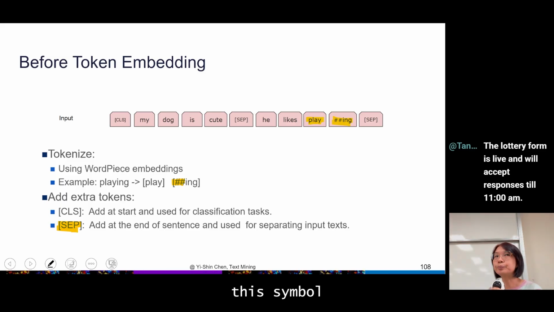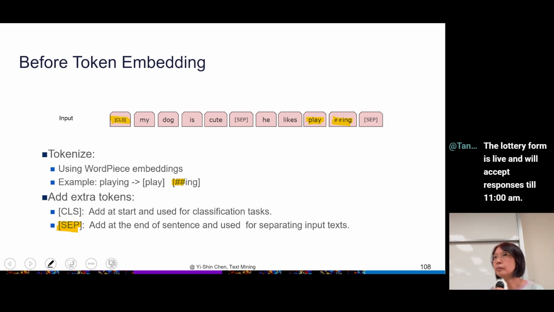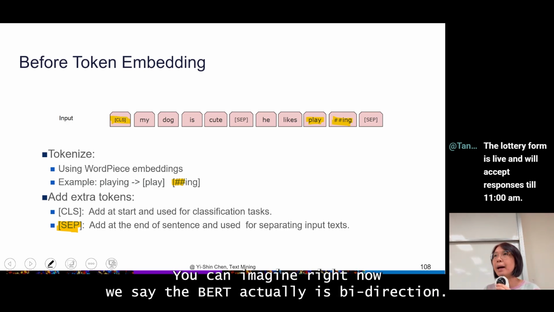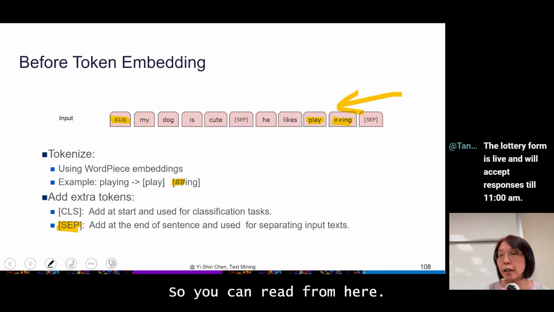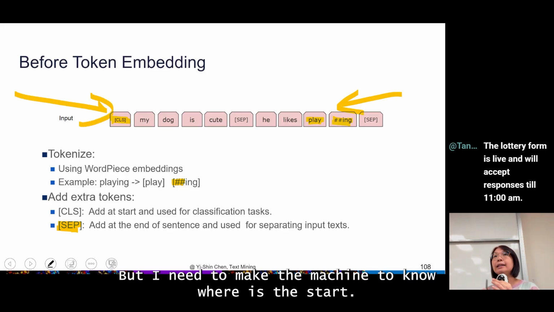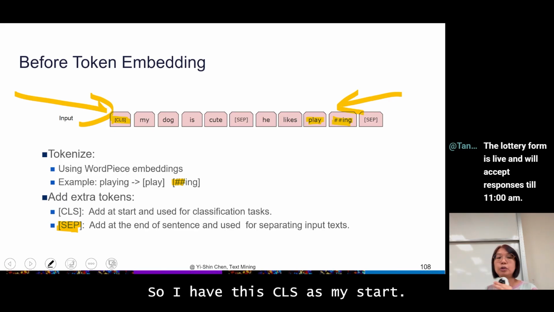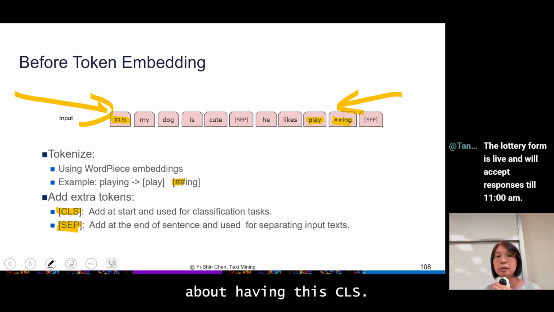Next, they add another token called CLS. What is that for? You can imagine, we said BERT is bidirectional, so you can read from here, and you can also read from here. But I need to make the machine know where the start is. So I have this CLS as my start. But later on, people found out there is an advantage to having this CLS.